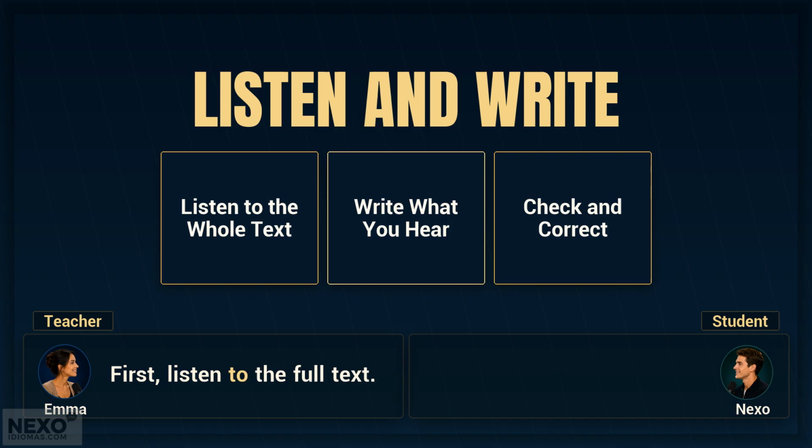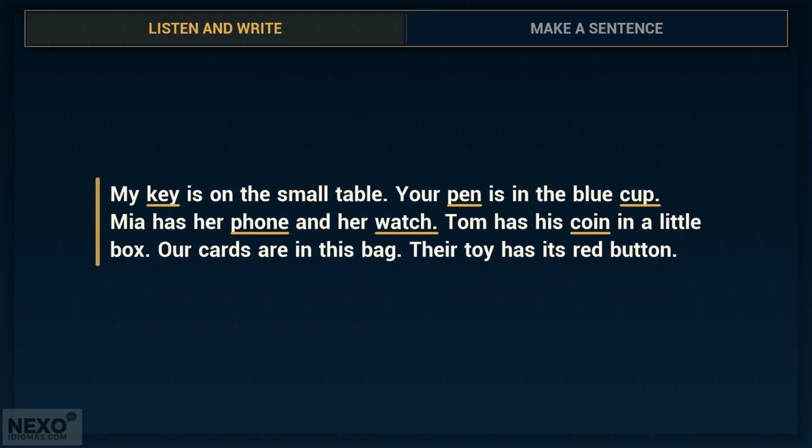First, listen to the full text. Now, listen to the dictation. My key is on the small table. Your pen is in the blue cup. Mia has her phone and her watch. Tom has his coin in a little box. Our cards are in this bag. Their toy has its red button.